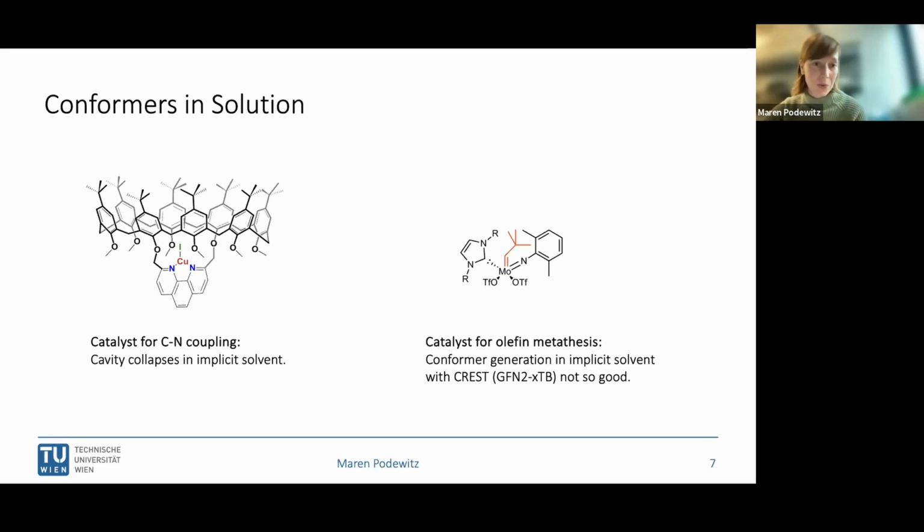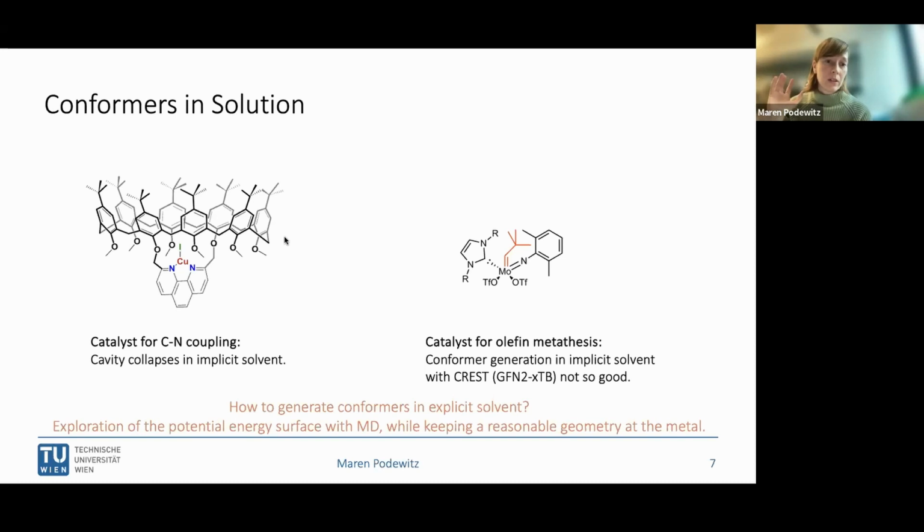So of course the question is, how do we do this? What we want is explicit solvent molecules to have a reasonable structure. For such a condensed phase system, it is not feasible to describe it at the full QM level. So what we thought we could do is describe the entire system at a molecular mechanics level, to explore the potential energy surface of this condensed phase system with molecular dynamics simulations.